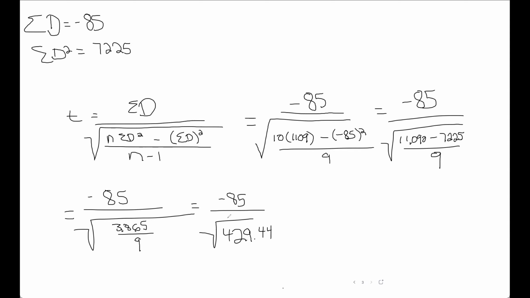429.44. Of course, that's under a square root, so we've got to do that. When we do that, we should get negative 85 over 20.723, which works out to our t value of 4.102. Yay! And then cue the theme song. We did it.